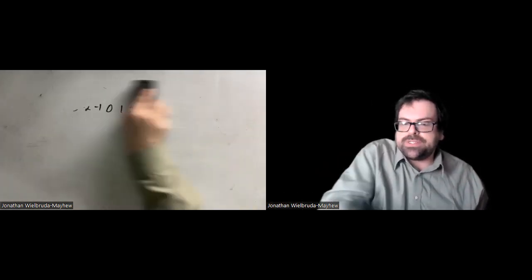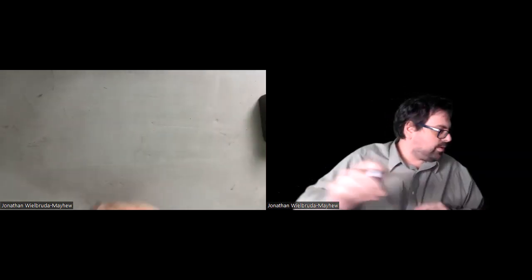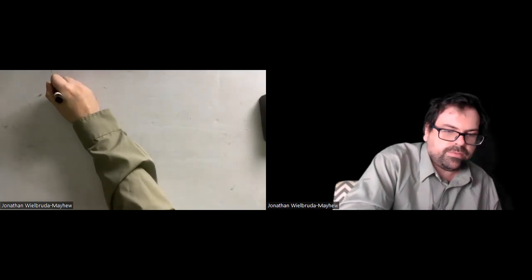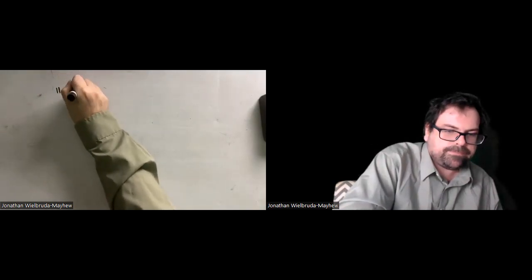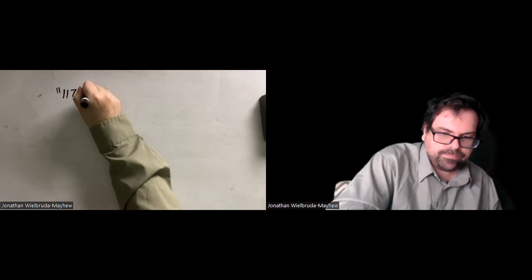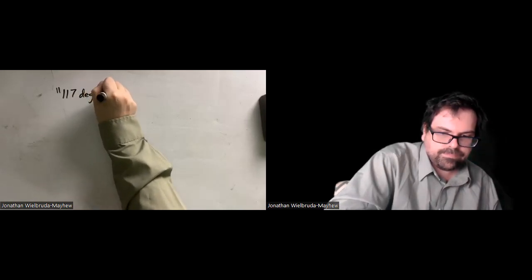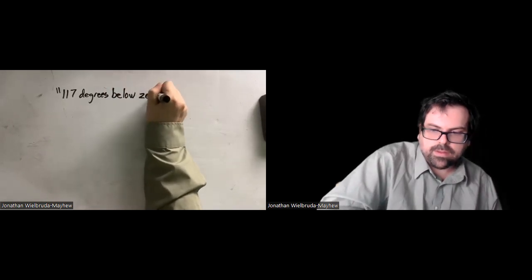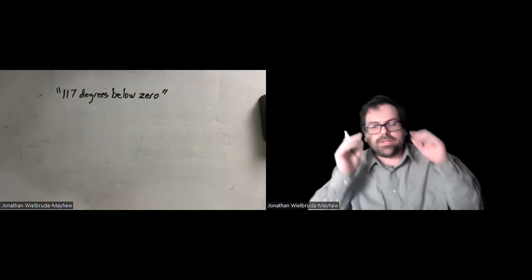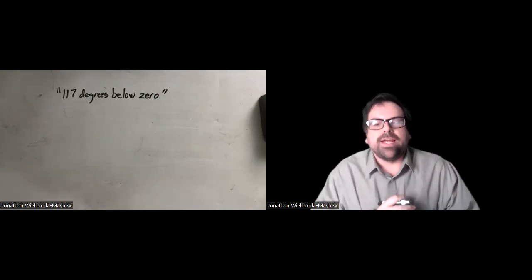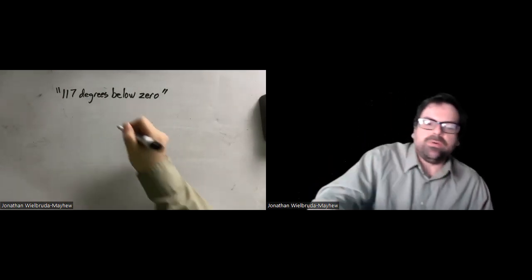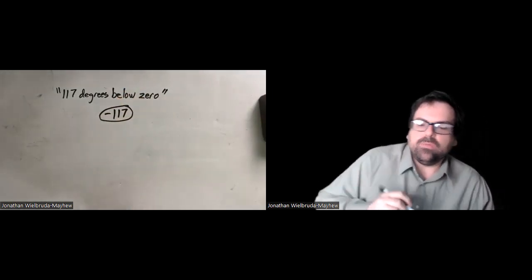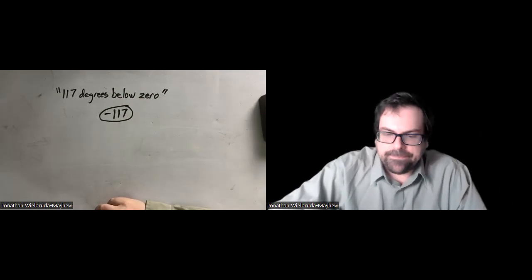Let's use integers to express numbers in word phrases. So if we were reading something and it referenced 117 degrees below 0, the integer negative 117 would be used to express that.